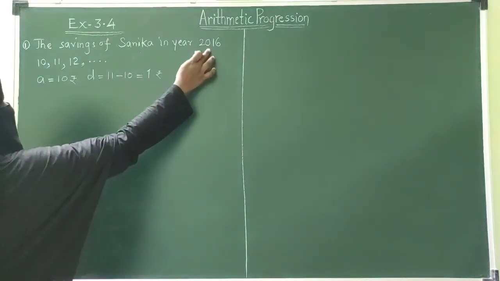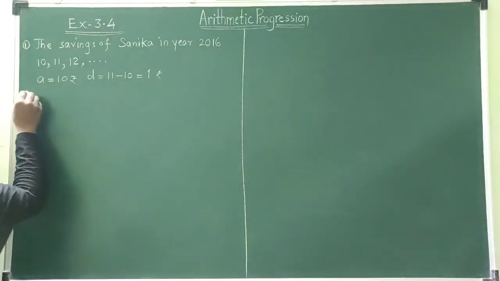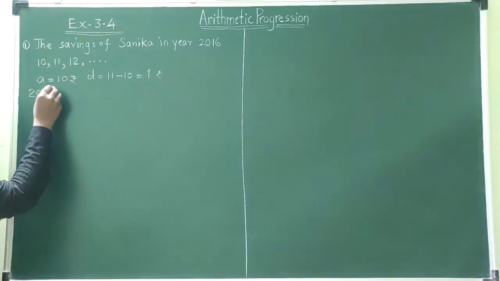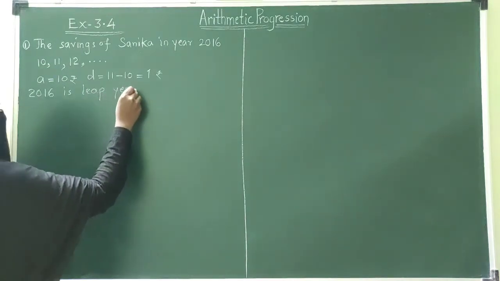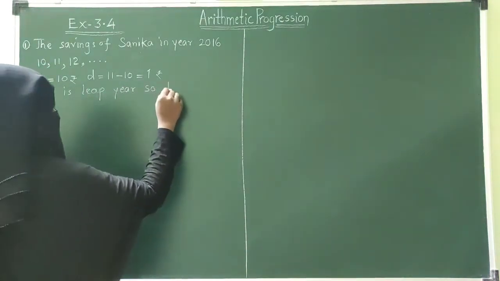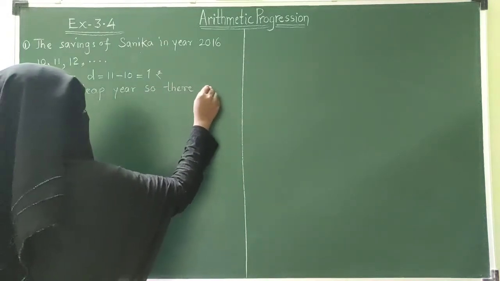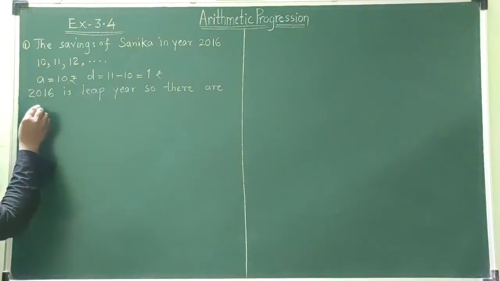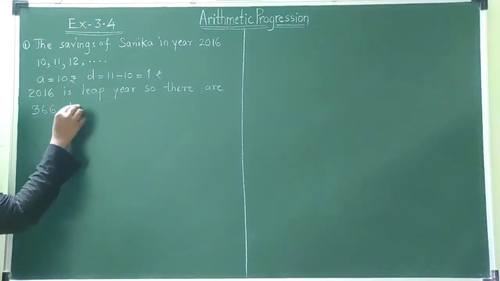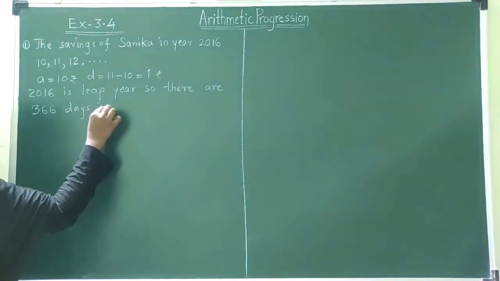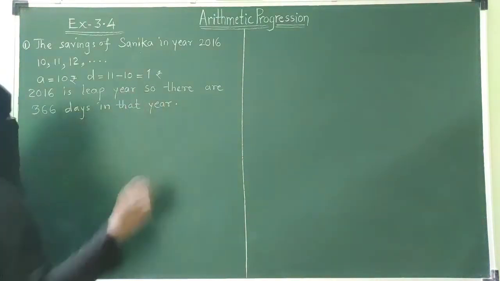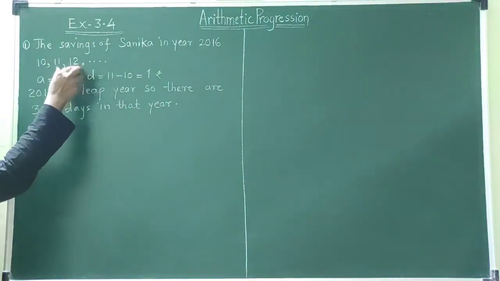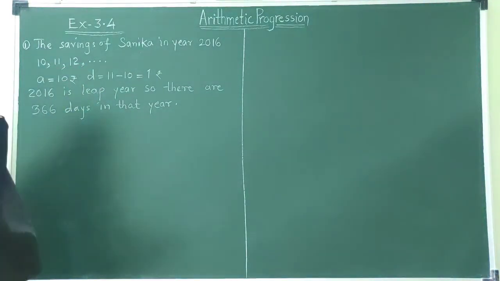Here 2016 is leap year. We write here 2016 is leap year. So there are 366 days in that year. We have to find out total savings of Sanika up to 31st December.